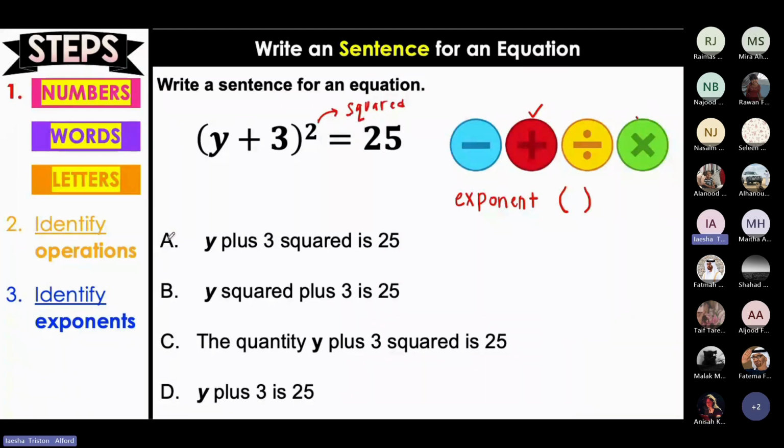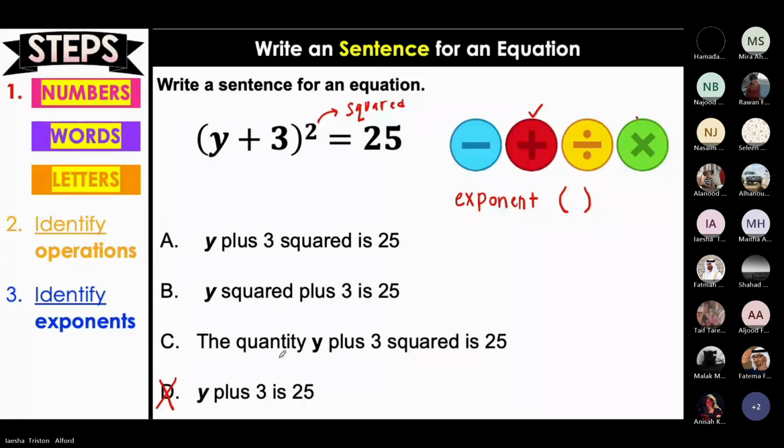So if I check answer choice A, answer choice B, C, and D, one of them is missing squared. Which one does not have squared? D. So D is not correct because we need some word for exponent. Then we have A, and then we have B, and then we have C. See the correct answer. C is the correct answer.